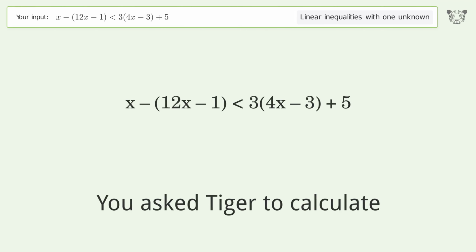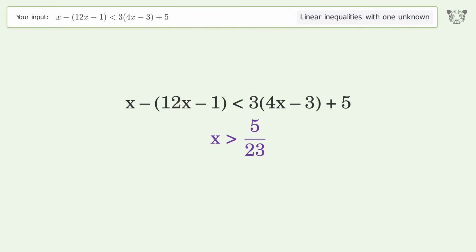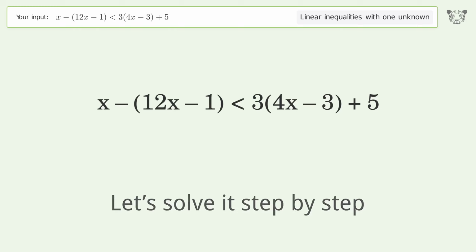You ask Tiger to calculate. This deals with linear inequalities with one unknown. The final result is x greater than 5/23. Let's solve it step by step.